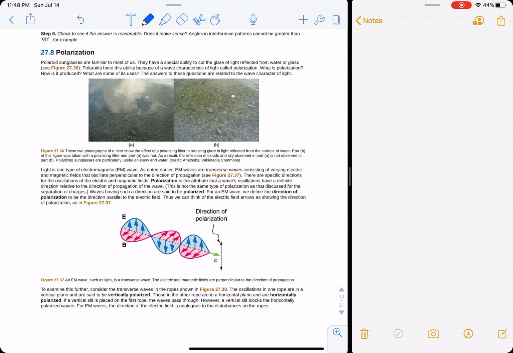Okay, finally we have polarization. And turns out that light is a wave. It can be polarized, and it's usually polarized in the direction of the electric field.